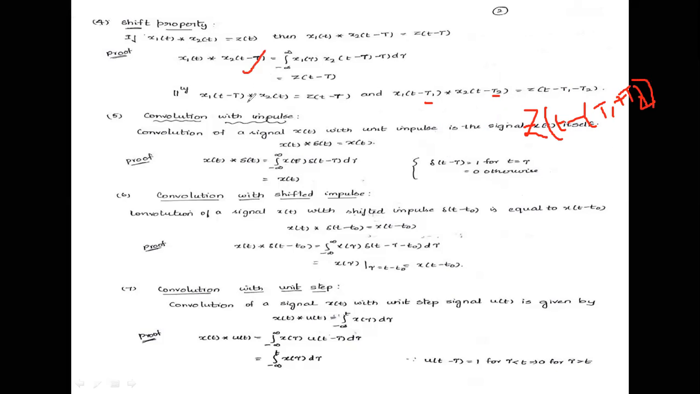When any one of the signals is shifted, the output is also shifted by that same amount. But if both the signals are shifted by t1 and t2, the output is shifted by the sum of the two shifts, t minus (t1 plus t2). Okay, fourth one. And the fifth property, convolution with impulse.